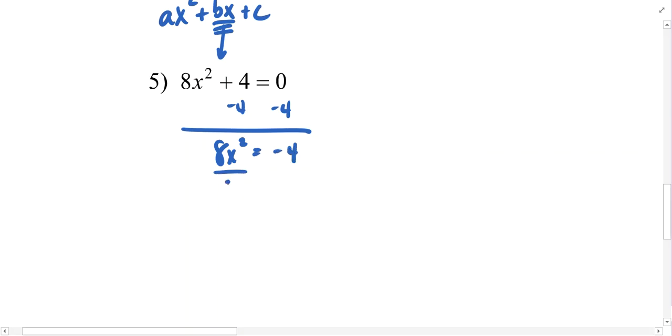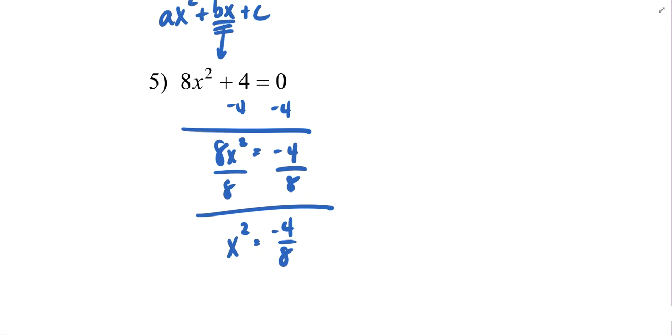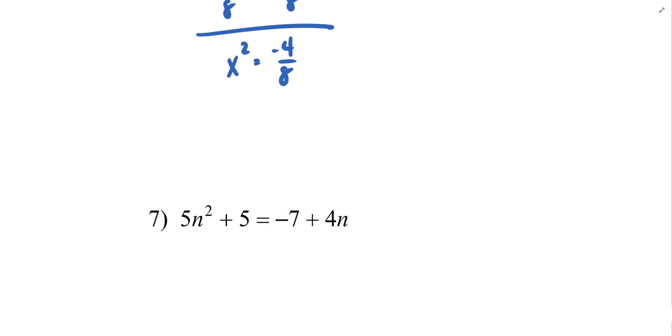Then I'll divide both sides by 8. And I have x squared equal to negative 4/8. Now we could move forward with this using the technique from yesterday, but I do want to point out that negative 4/8 is the same as negative 1/2. So that's what I'm going to show here.